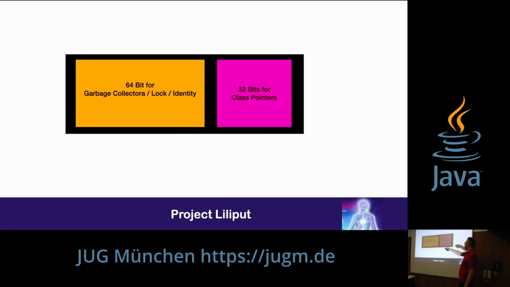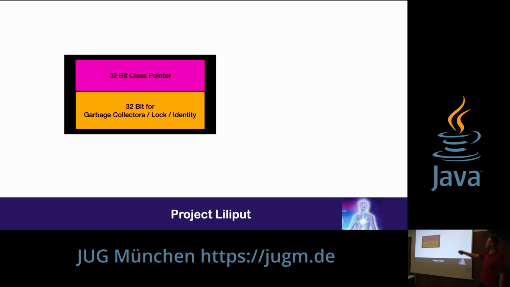Currently, okay, so it was 64. Currently we have a smaller class pointer, and we are currently fighting for taking that part of the identity, because previously it was 64. However, there's some problem with that. Unfortunately, we are touching the final reason why it should be 32 bits for the class pointer. That is already available when we are using special JVM flags. We can use that on production. However, the next goal is to have 32 bits for garbage collector, lock, and identity.